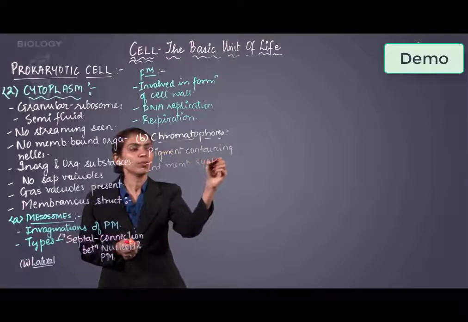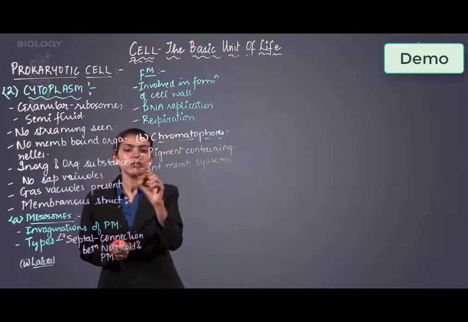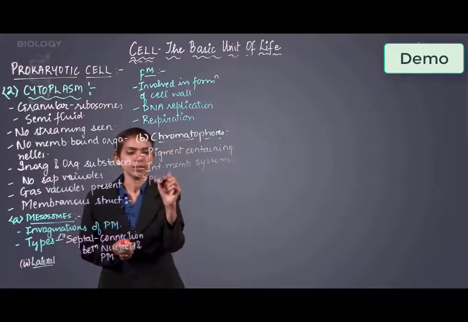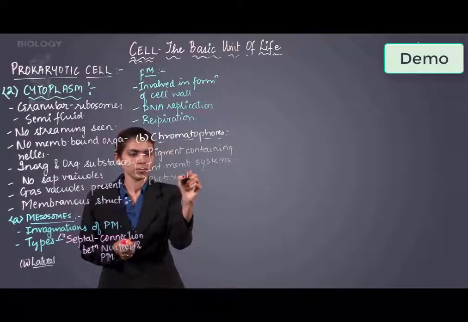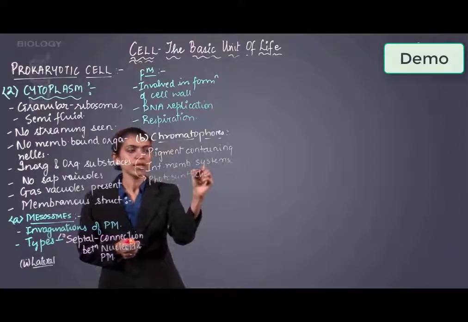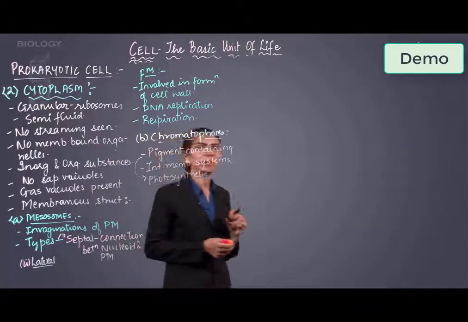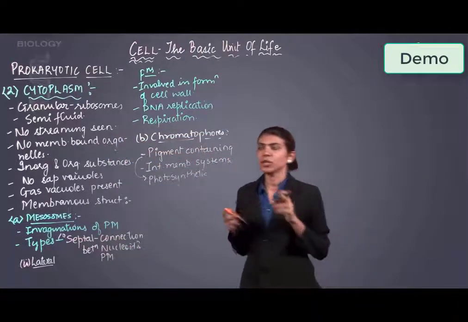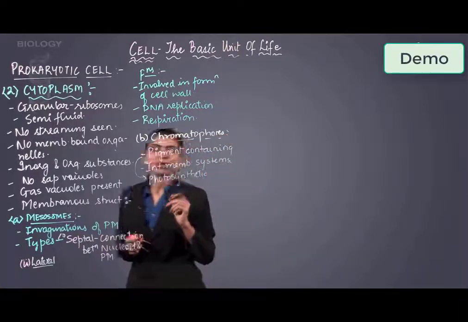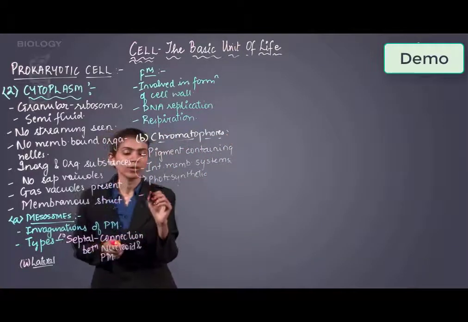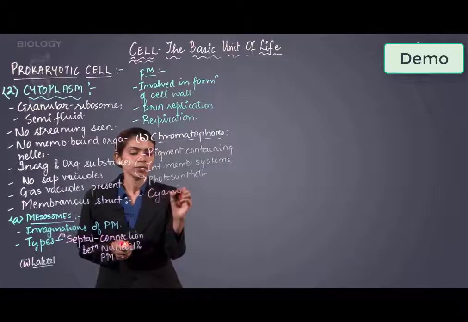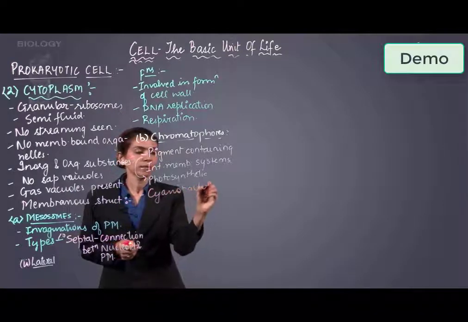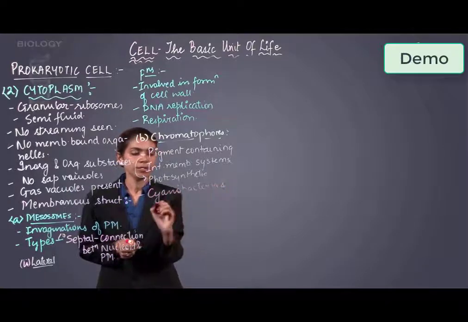So what type of pigments would they have? They will have photosynthetic pigments. So when they are having photosynthetic pigments, they will be seen only in bacteria which are capable of carrying out photosynthesis. So chromatophores are present in photosynthetic bacteria and cyanobacteria.